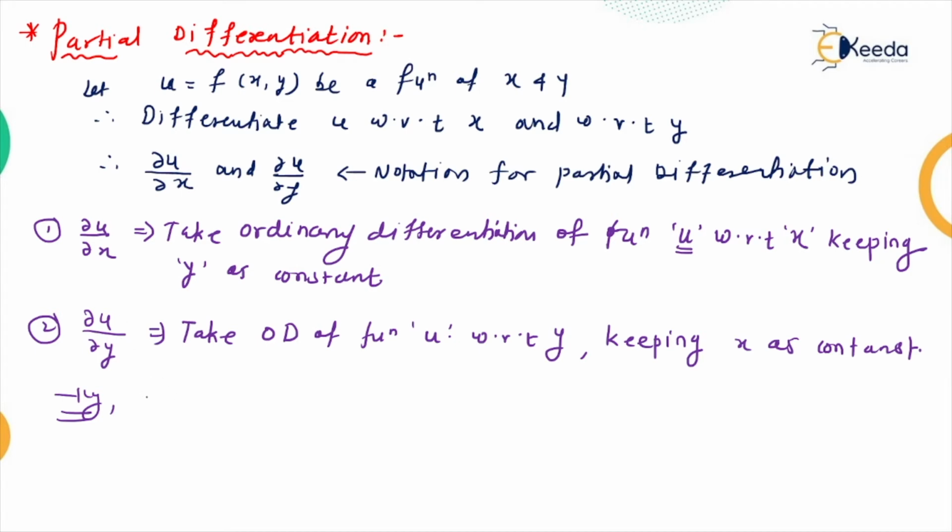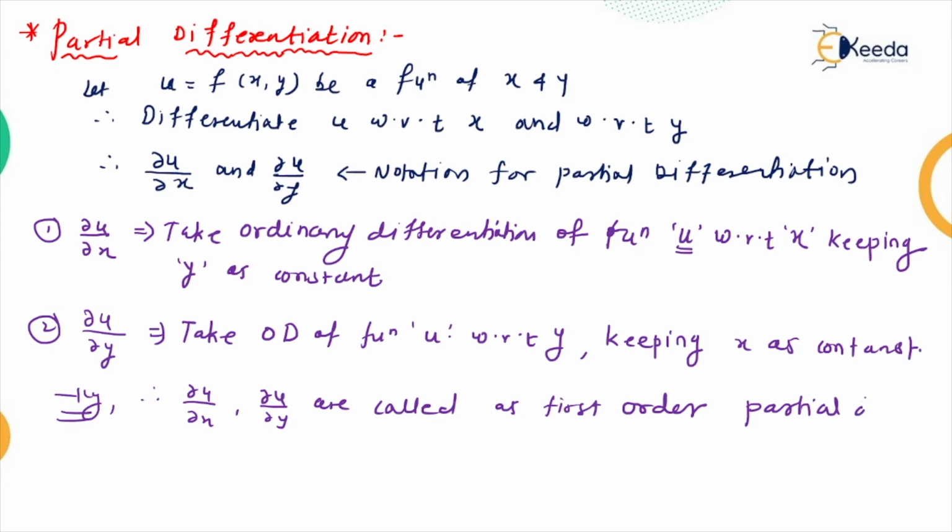Now this is known as a first order derivative. Therefore ∂u/∂x and ∂u/∂y are called first order derivatives with respect to x and y, so they are called first order partial derivatives. Clearly, I wanted to say partial derivative. We can again take its differentiation, so the order of differentiation can be increased. I hope you understand the actual definition of partial differentiation.